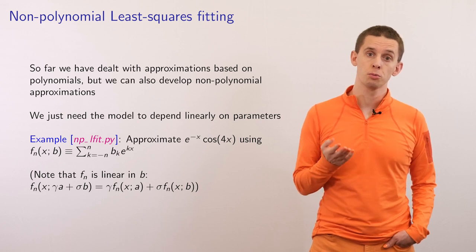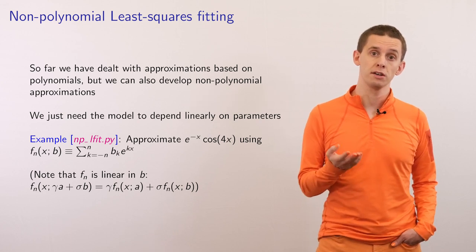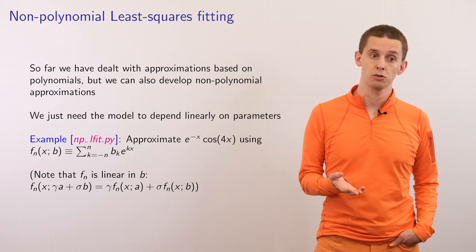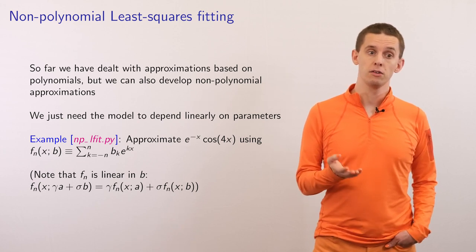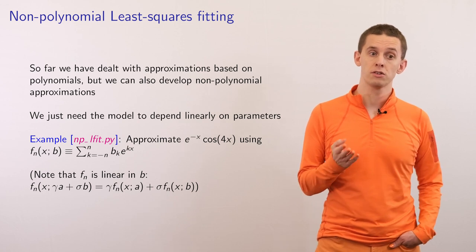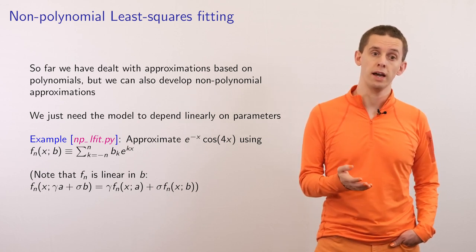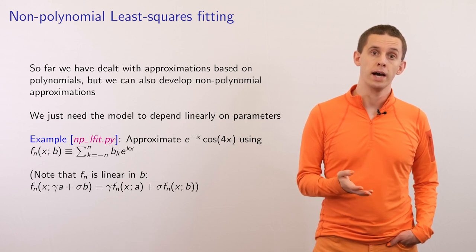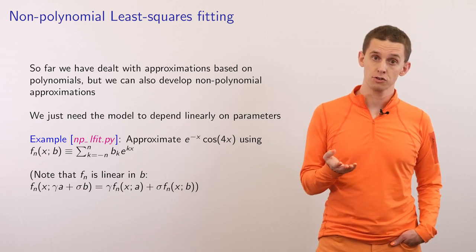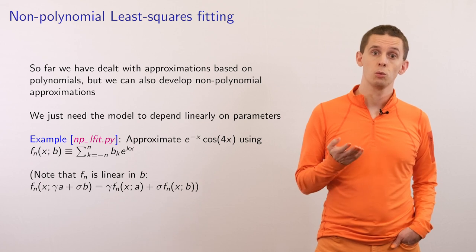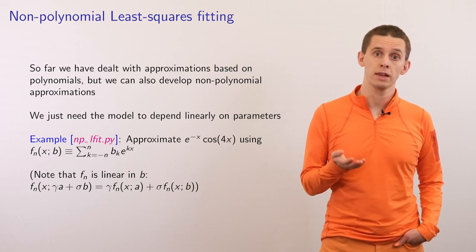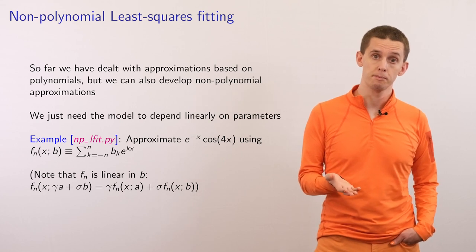And in this case, we're going to approximate e to the minus x cosine 4x using a combination of exponentials. We're going to define f_n of x to be the sum from k equal minus n to n of b_k times e to the kx. And while we have nonlinear functions here, e to the kx, we'll note here that this expression f here is linear in the parameters b.